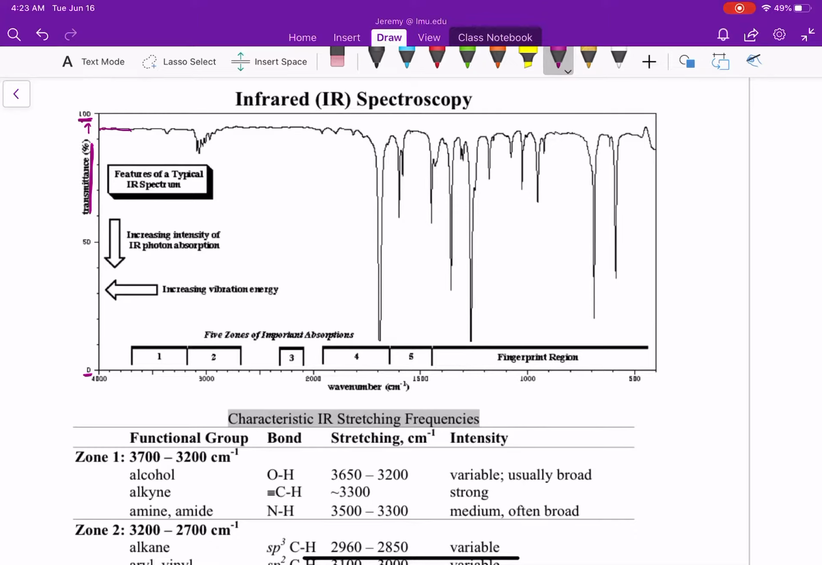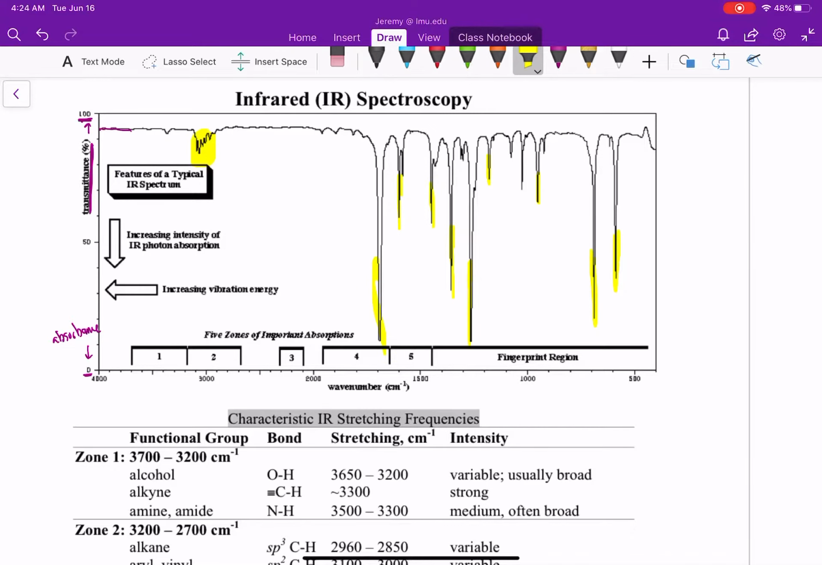What we're most interested in is not when we have 100% transmittance, but when we have 0 transmittance, or when we have absorbance. So we're really looking at identifying peaks. Anytime we see peaks here, it means that the molecule is absorbing very specific energy levels. So we're looking at absorbance.